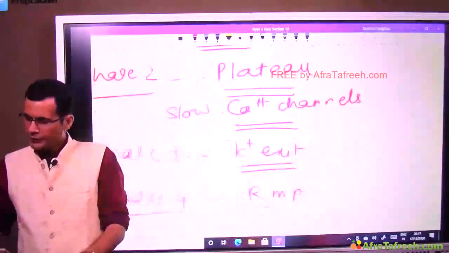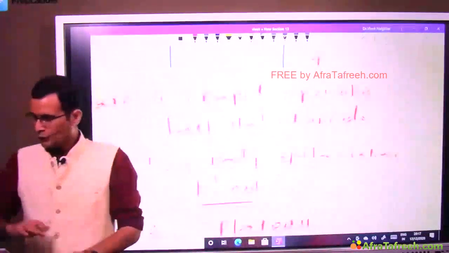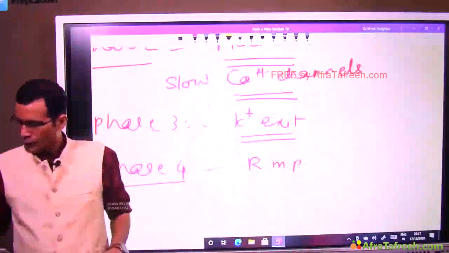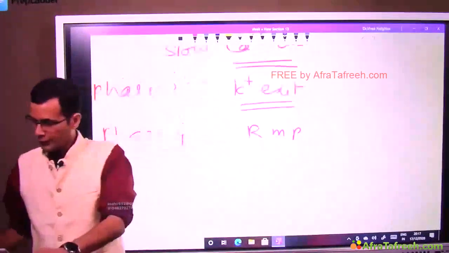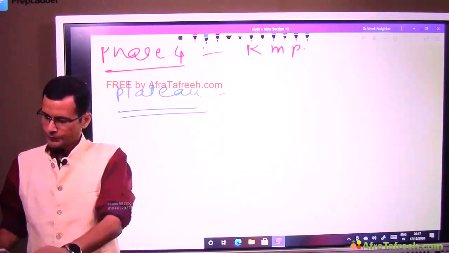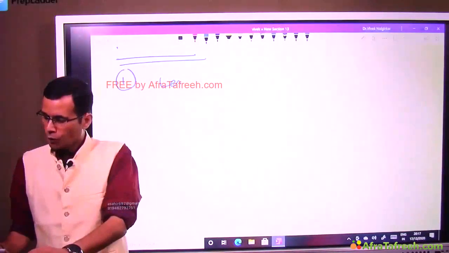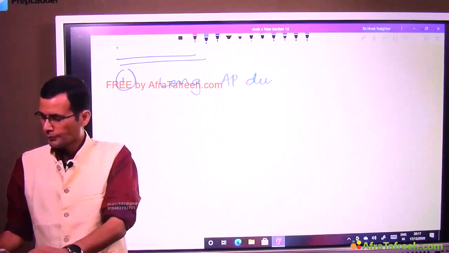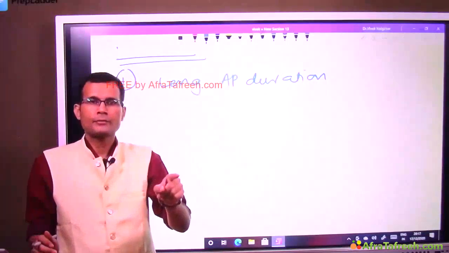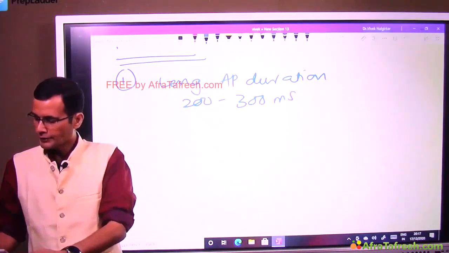Alright, we have already done the ionic basis of the action potential in the fast response type, in the Purkinje fiber. So what is left now is only the advantages of the plateau phase. What is the benefit of the plateau phase? Because of the plateau phase, there is a long action potential duration. You know, a nerve action potential is hardly 1 millisecond. Purkinje fiber action potential duration is 200 to 300 milliseconds.